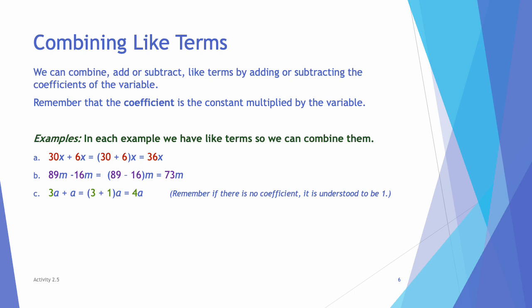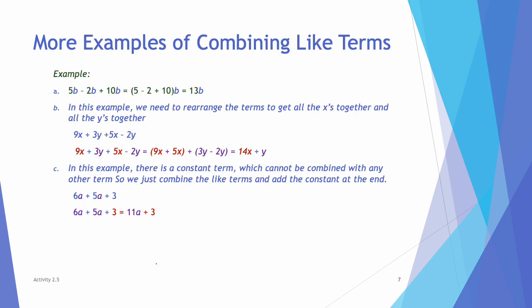So you can see that in these examples, we're applying the distributive property in order to add or subtract the coefficients together. Now let's look at some more examples of combining like terms. In example A, I'm combining 5b minus 2b plus 10b. Again, I'm going to combine the coefficients of the variable b. So I would have 5 minus 2 plus 10 equals 13 times the variable b.